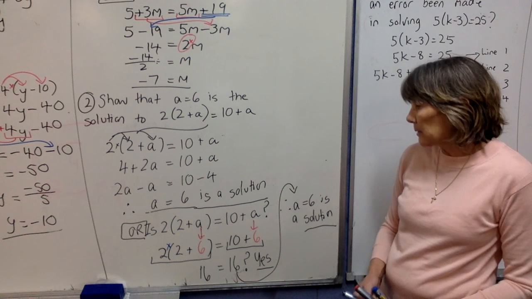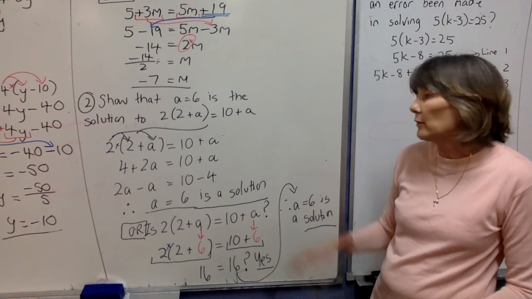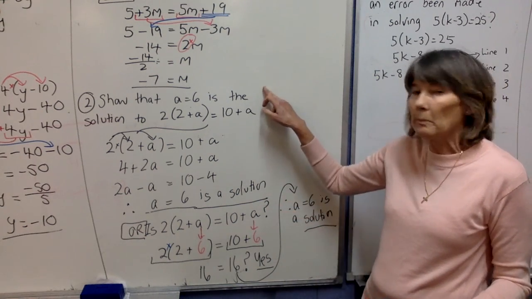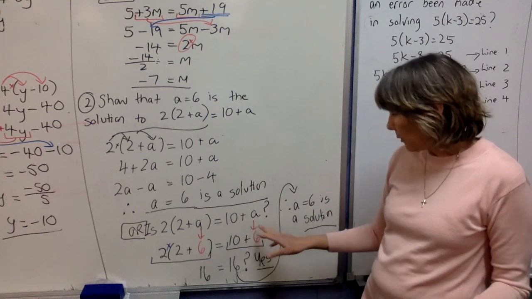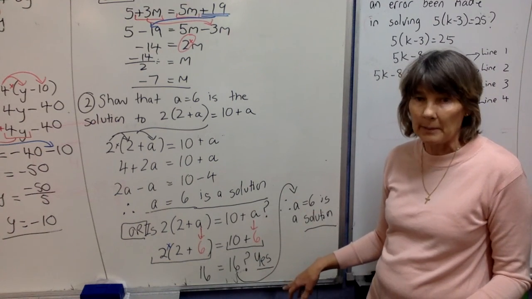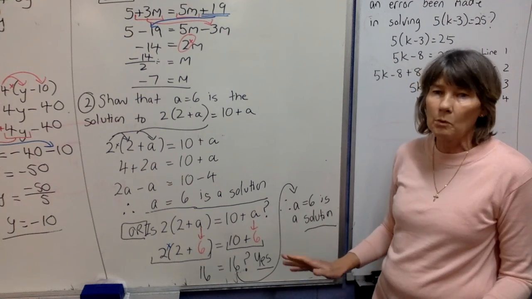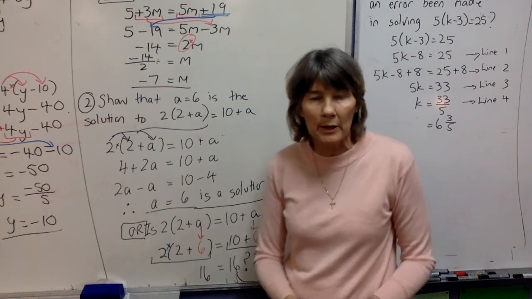So you have an option of which way you want to do that question. Especially with multiple choice questions, if they say which is the solution, they give you A, B, C, and D. One of them might be a equals 6. Well, that one will work out to be a yes if you sub it in. So take your pick. Both of them will be full marks.